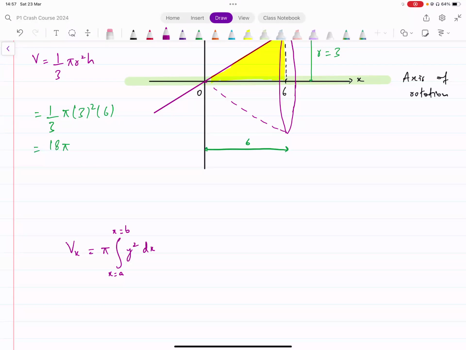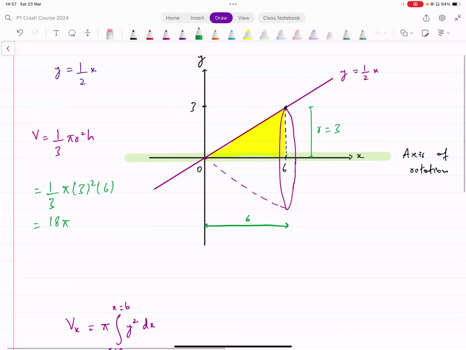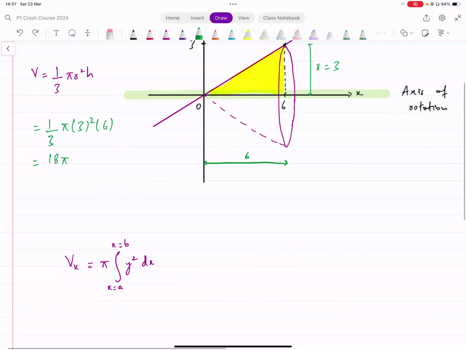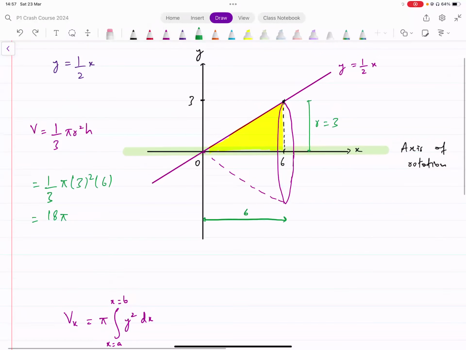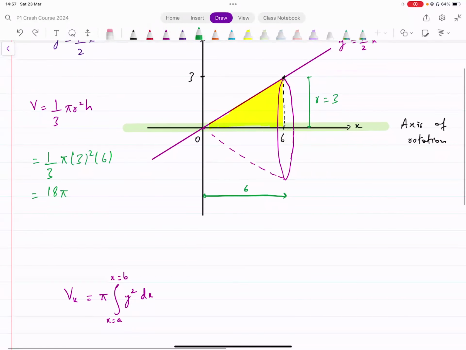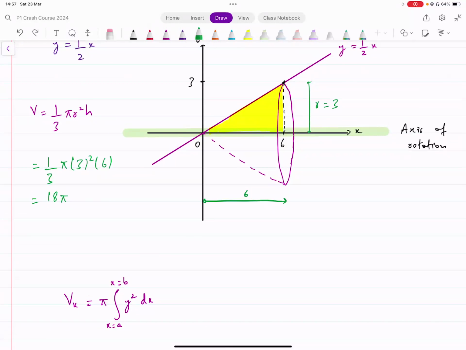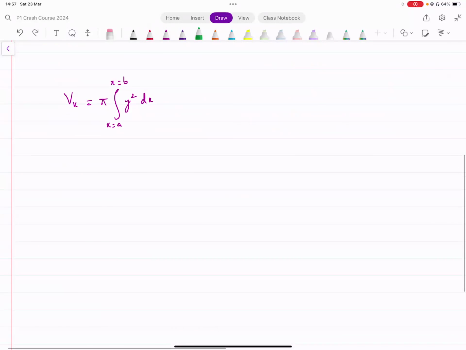Now, let me show you how you could get the same volume using this formula for this particular shape as well. Let's try that. What's the function? The function was y equals half x, right? Let's input values in this formula. So y equals half x, that's the function. Now, for using this formula, you need y squared. What would y squared be? y squared would be 1/4 times x squared, right? Just square this whole thing. That gives you 1/4 times x squared.